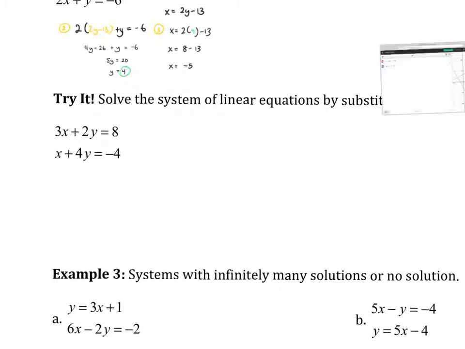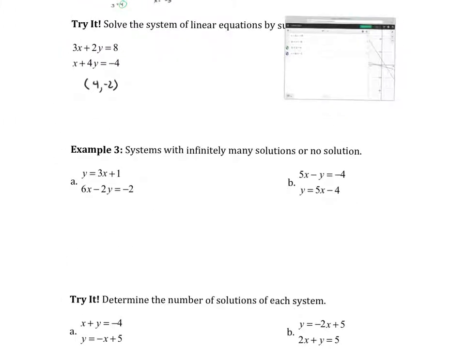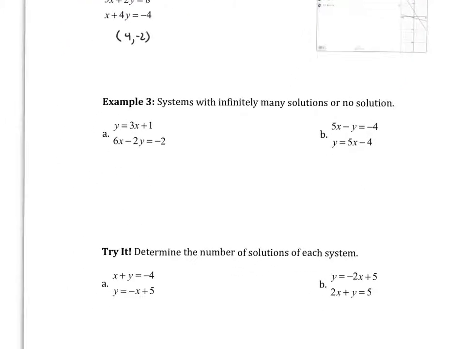Now it's your turn. Walk through the process on this one. And the final result here is 4, negative 2. And there we go. All right, now let's take a gander at what happens when we have things that don't work out so nice and pretty. So systems with infinitely many solutions or no solutions.